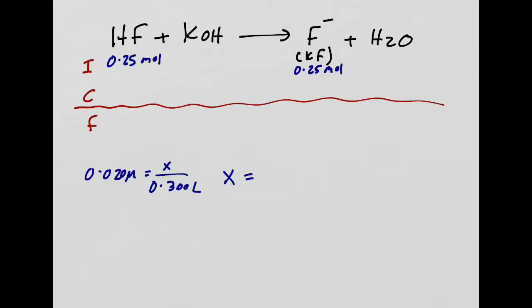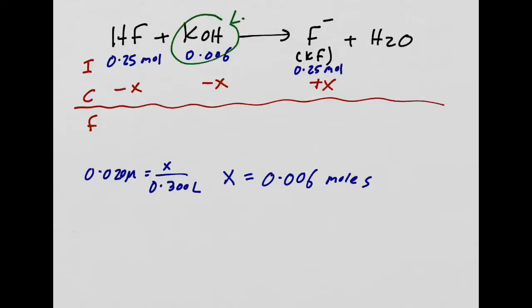What I end up getting for the moles of potassium hydroxide is 0.006 moles of KOH. Again, it's acid-base, so you have to do moles. Now, one HF will react with one KOH to form F minus. Remember, this is minus X, this is minus X, this is plus X. But what is my limiting reagent? This is a little obvious: it's the KOH. I don't have much of it. I will run out of KOH before I run out of hydrofluoric acid.